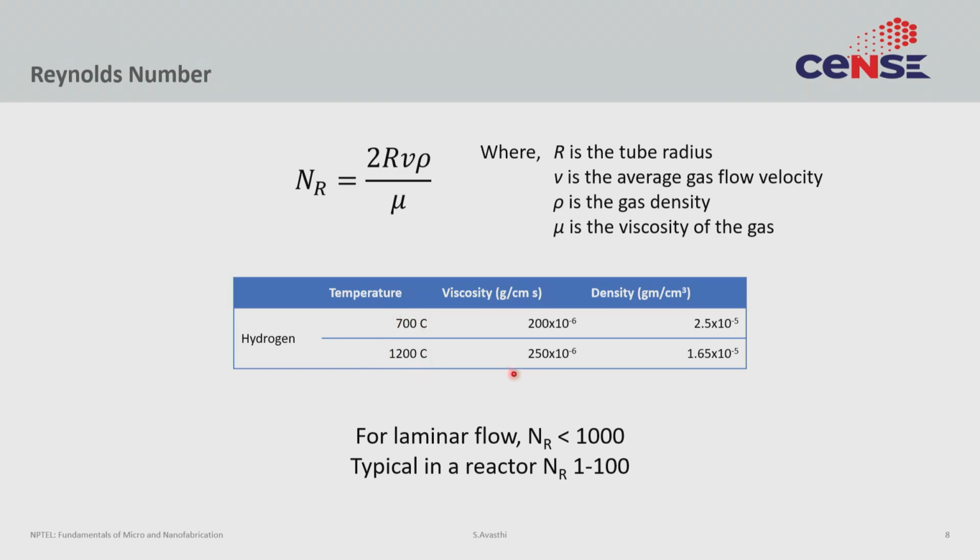One thing to notice is that for a very large range of temperatures, the viscosity and the density do not change much. So, that is good news. That means that if you design a CVD reactor that is laminar at 700 degrees C, there is a good chance that it is also laminar around 1200 degrees C. So, the variation of temperature does not change the fluid dynamics too much.